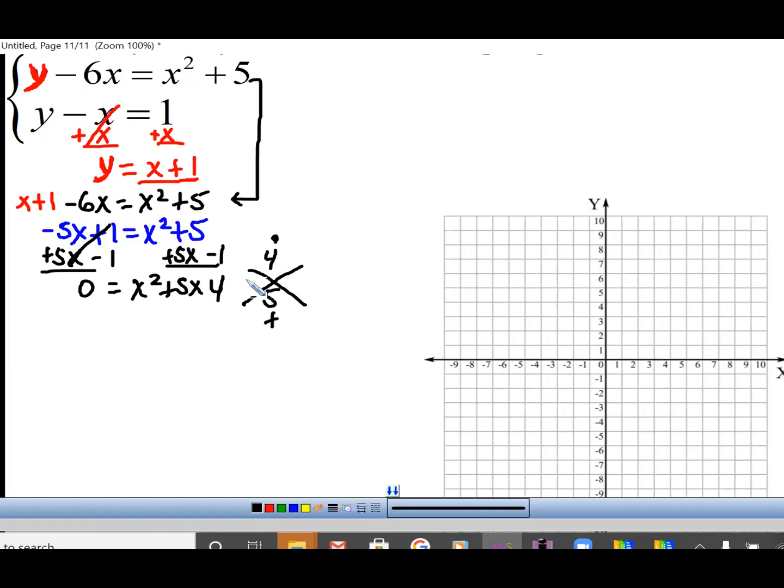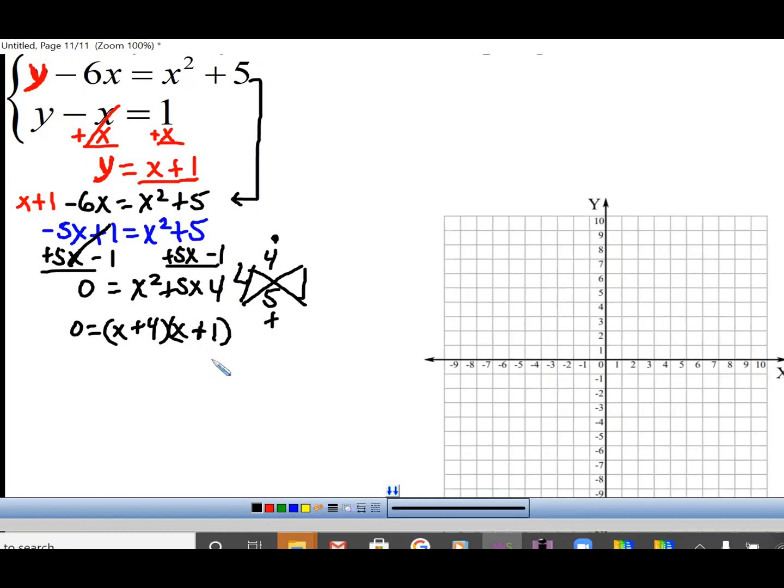Yeah, 4 times 1. What is 4 times 1? 4. What is 4 plus 1? 5. So we end up with 0 equals, so open two parentheses, the x squared becomes x times x. And what are the two values that we came up with? Positive 4 and positive 1, sorry. Positive 4, positive 1. Okay.